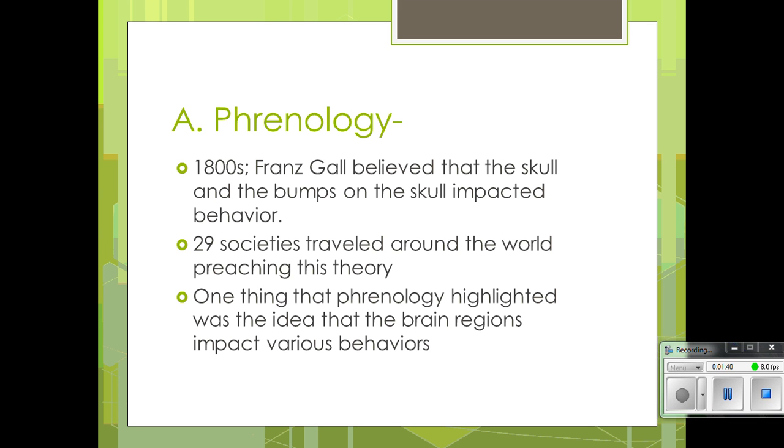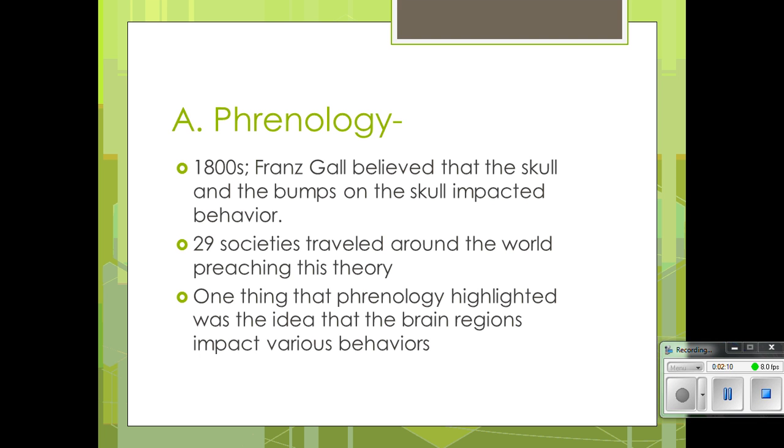The early studies of people who studied the brain was this man named Franz Gall. He studied phrenology, which he believed in the 1800s that the skull and bumps on the skull impacted our behavior. So if we have a certain bump in the front portion of our brain, it may mean that we are more prone to be smarter. Okay? There were 29 distinct areas, 29 societies that traveled around the world preaching his theory. He really believed that he had a good idea here.